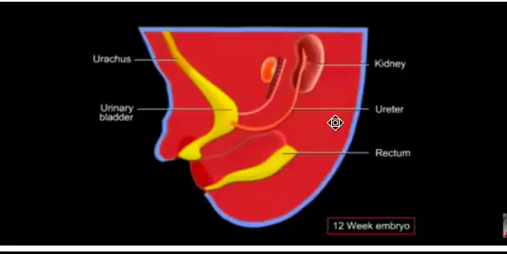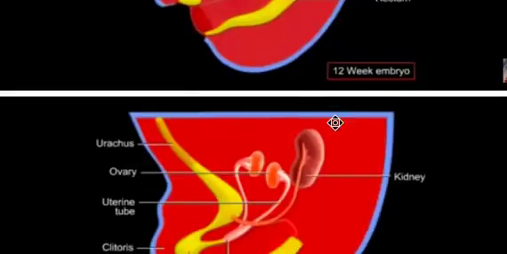But in case of female, the case is a bit different, because in such case the gonadal ducts open into the vagina, and then this vagina has a separate opening in the vestibule, and the kidneys through the ureter open into the urinary bladder, which has a separate opening in the vestibule.